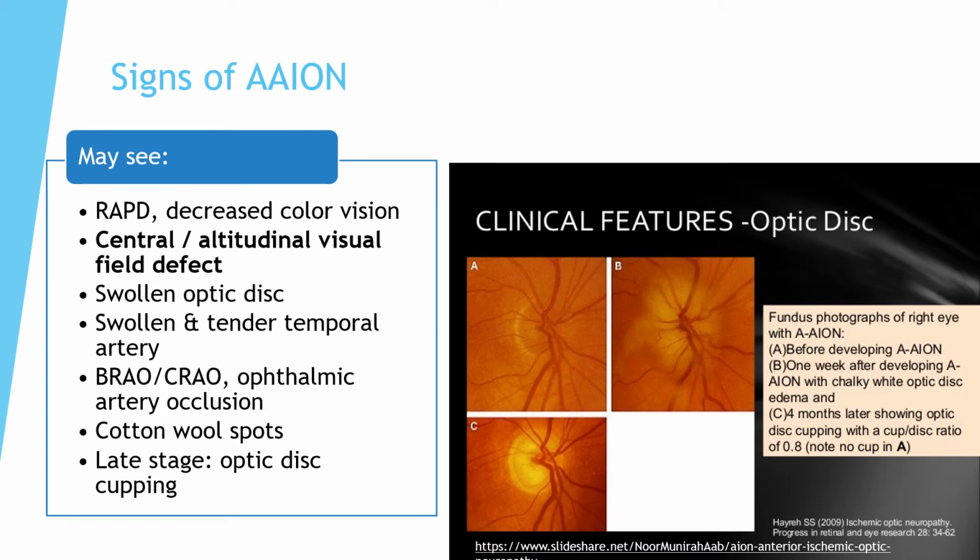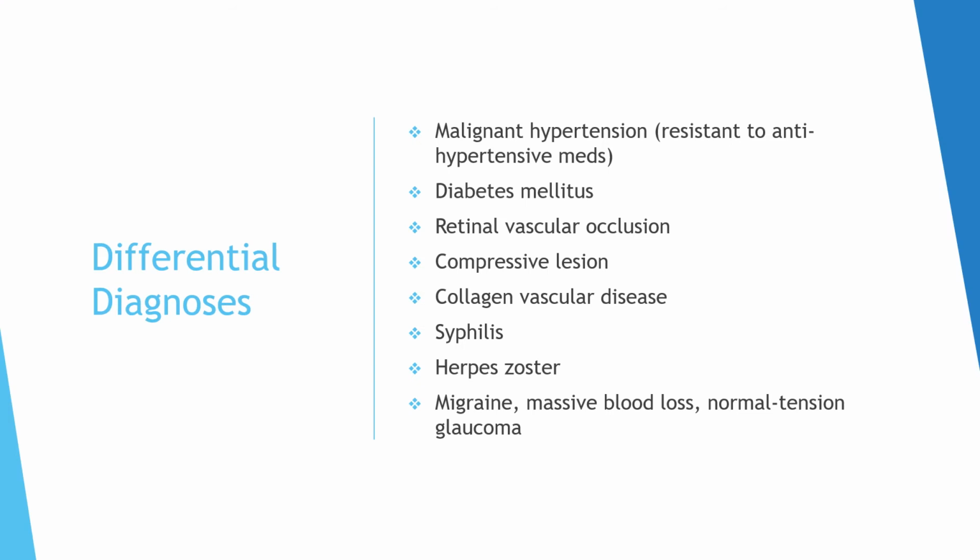When observing the back of the eye with fundoscopy, there may be a swollen optic disc, as well as a swollen and tender temporal artery upon physical exam. On fundoscopy, you also find cotton wool spots indicating ischemia, and in the late stage, you'll find optic disc cupping and elevation. With these symptomatologies, AAION has a lot of differential diagnoses.